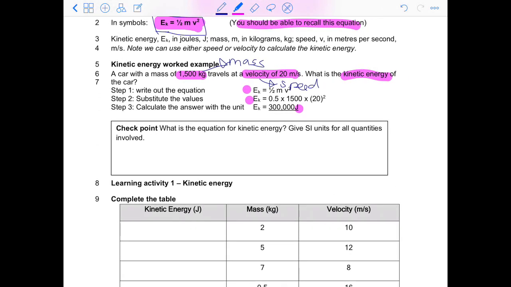So, pause the video, answer this checkpoint question. What is the equation for kinetic energy? Give your SI units. Remember, that is your scientific units for all the quantities. Remember, quantities is the fancy science word for numbers involved. So pause the video, come back, and we'll go over the answer for that.